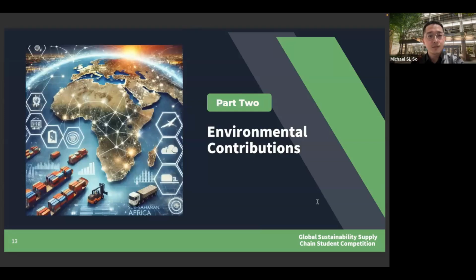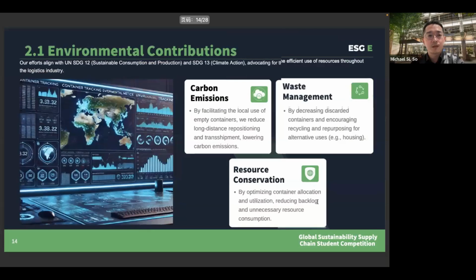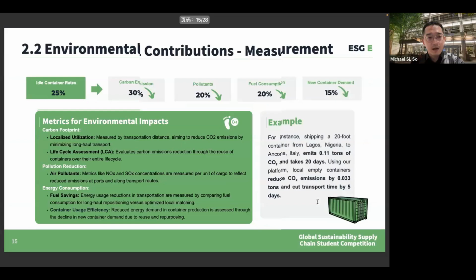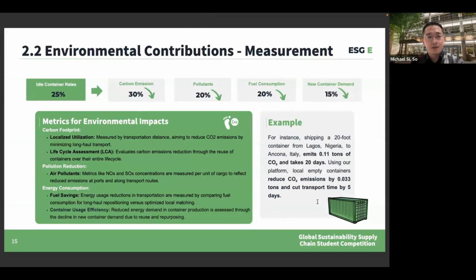Next, we move into environmental contributions. Our platform makes contributions in 3 areas. First, it helps reduce carbon emission by matching supply and demand locally, and hence reduces container transportation. Second, it can decrease discarded containers by encouraging recycling and repurposing for alternative usage. Third, it promotes resource conservation by ensuring active container usage.